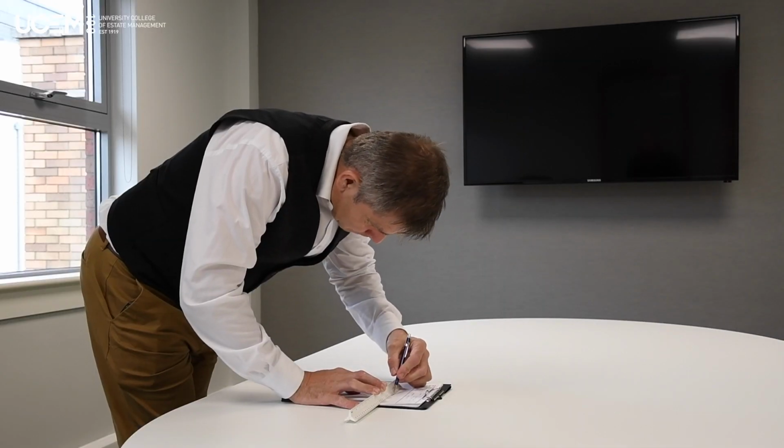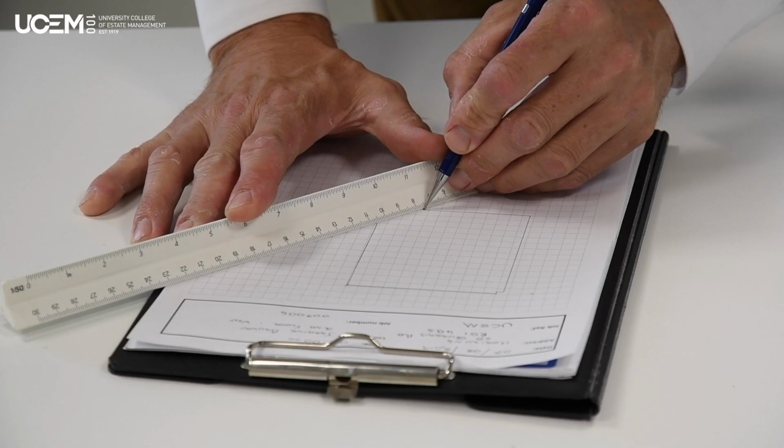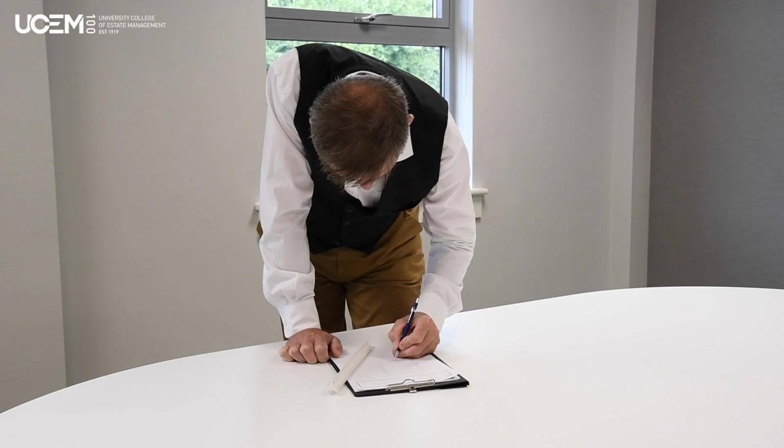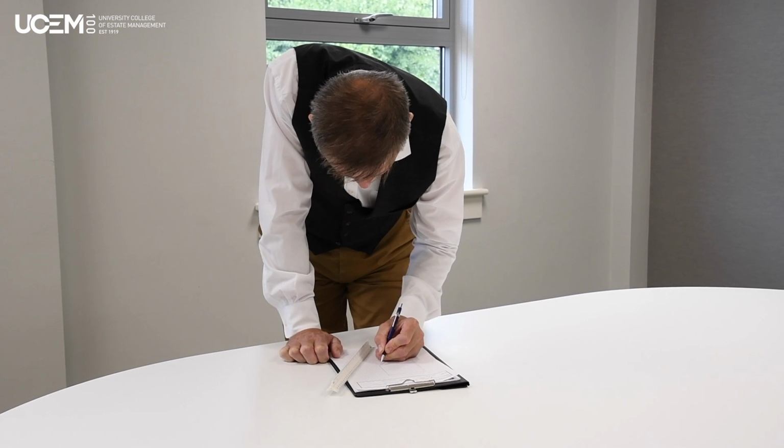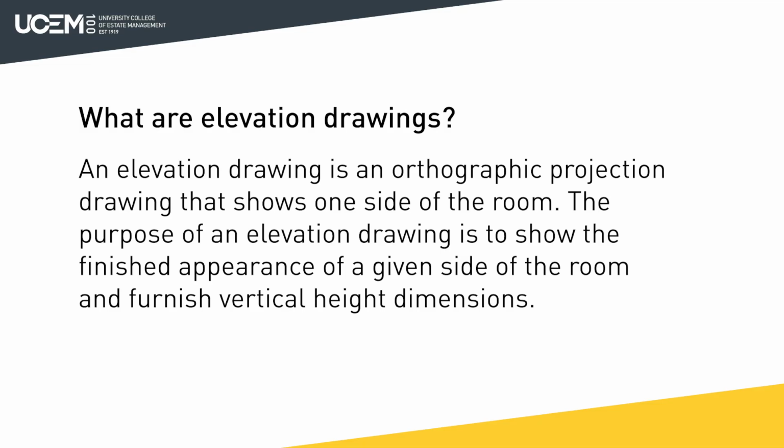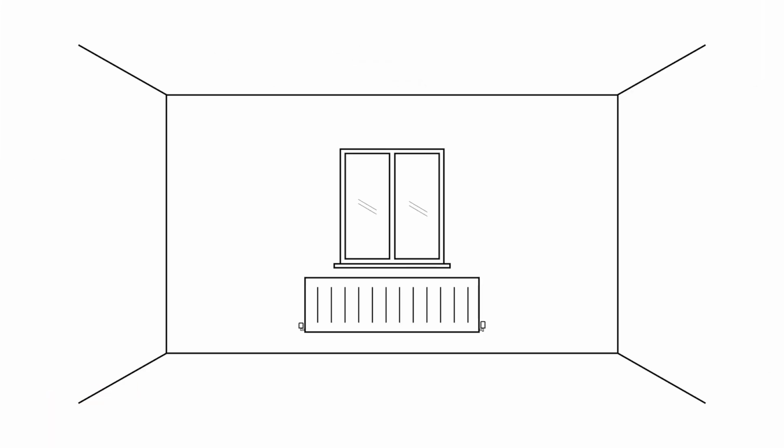Sketch the rough outline of the room, complete with the doors and windows and the direction in which they open, plus any other details such as pillars or reveals. If you were drawing elevations, you would need to make a sketch of each elevation, including the position of things like windows, radiators, fittings, and any other fixed objects.